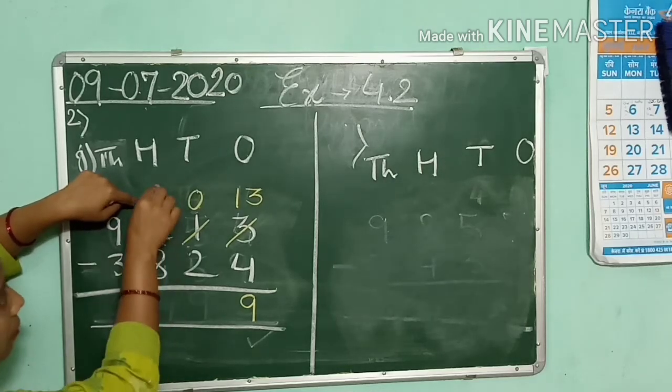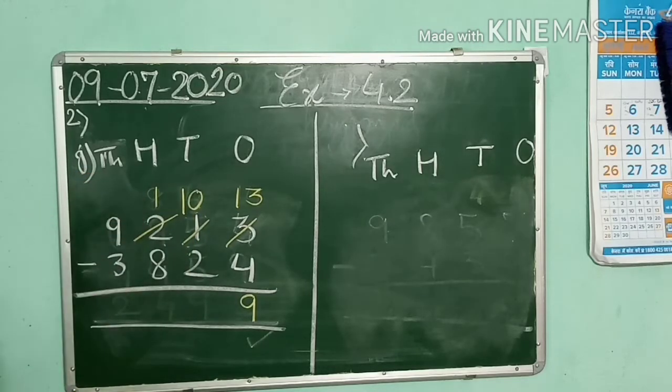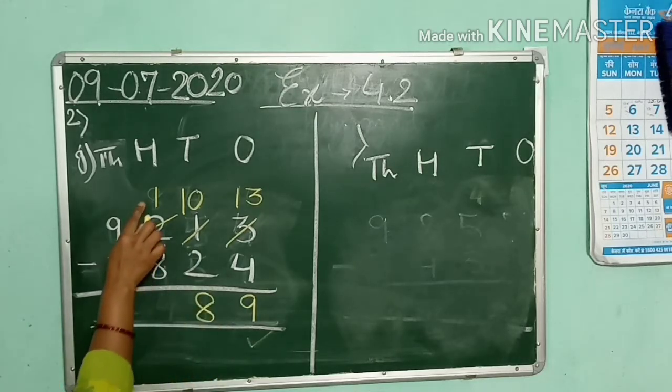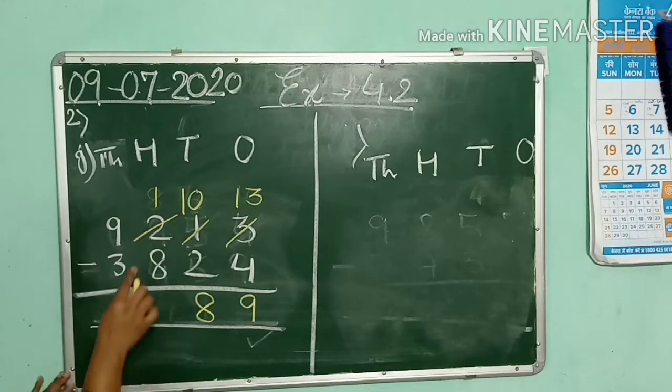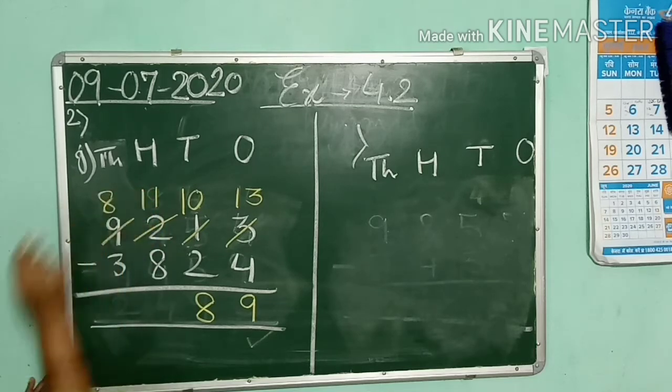2 becomes 1 and this 0 becomes 10. So now 10 minus 2, yes, it's 8. Clear? Now here, we have to subtract 8 from 1. 8 from 1, it's not possible because 1 is smaller than 8. So 1 will borrow from this 9. 9 becomes 8, 1 becomes 11.